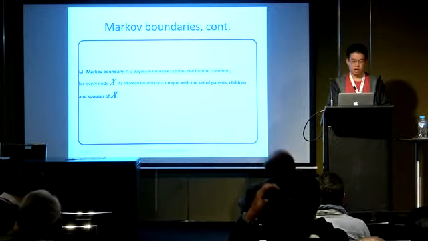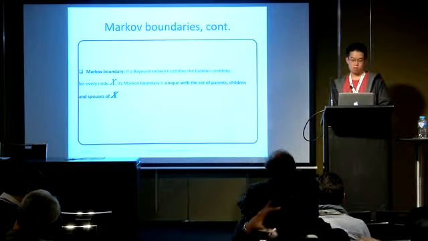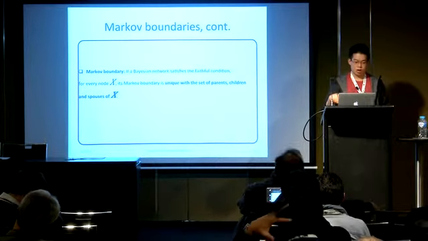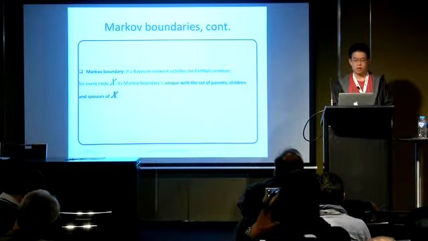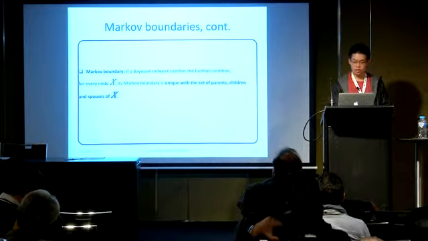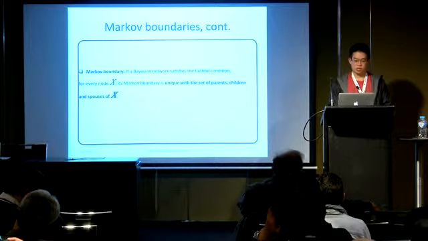And finally, the Markov boundary is defined as follows. If a Bayesian network satisfies the faithful condition mentioned above, then for every node X, its Markov boundary is unique and is the set of parents, children, and spouses of X.